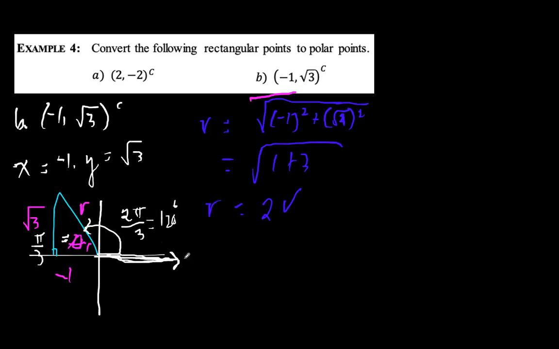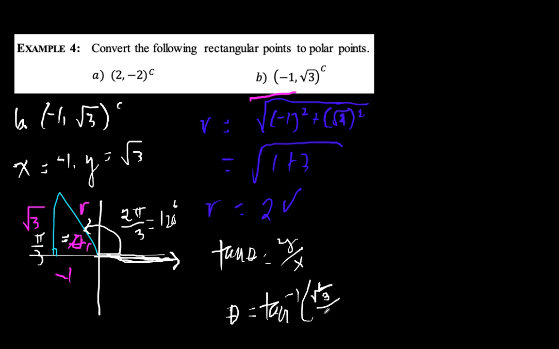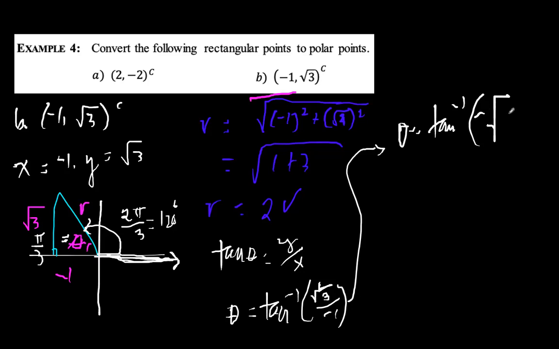Now let's check if our answer is correct by using the formula tangent theta is equal to y over x, and theta is equal to inverse tangent of y over x, which is square root of 3 over -1. Okay, so how do we solve this? This is theta equals inverse tangent of negative square root of 3. There we go. All right, so negative square root of 3 again can be found here, and still the same.